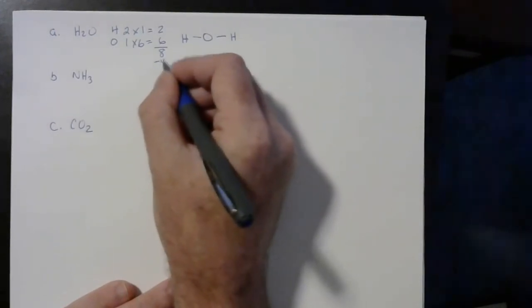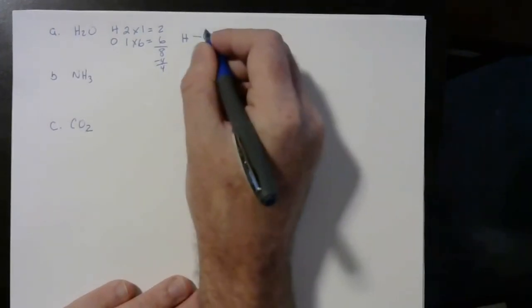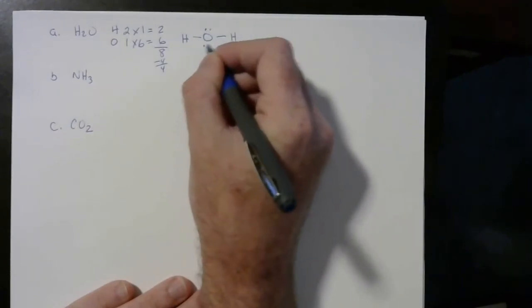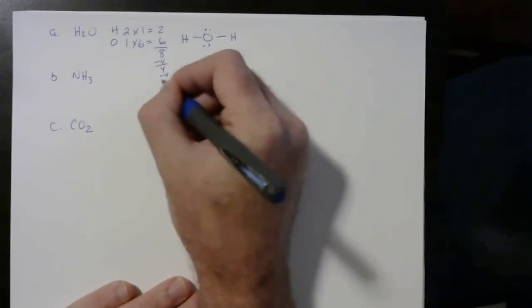If I take away 4, that's going to leave me with 4 left. Where do those 4 electrons go? They have to be non-bonding pairs on the oxygen to fill out the octet rule.